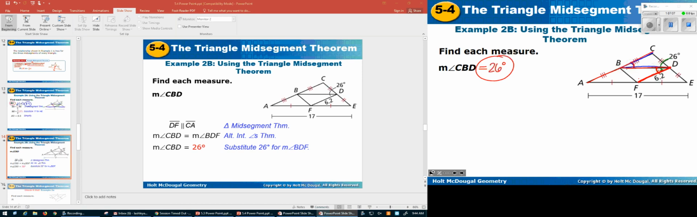But big idea that you need to remember is parallel lines cut by a transversal. Your alternate interior are congruent. And also, I'll point out here real quick, so are your corresponding. So once we know this angle's 26, what other angle with those green lines would be 26?